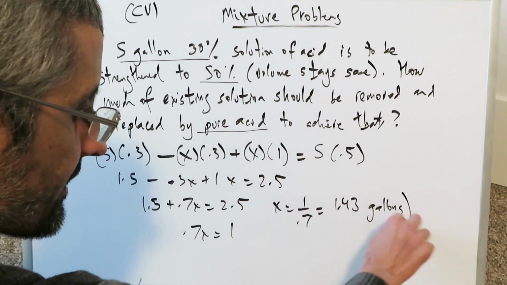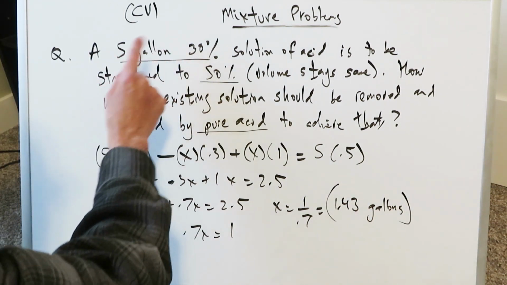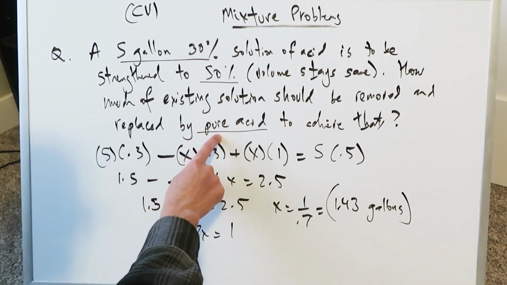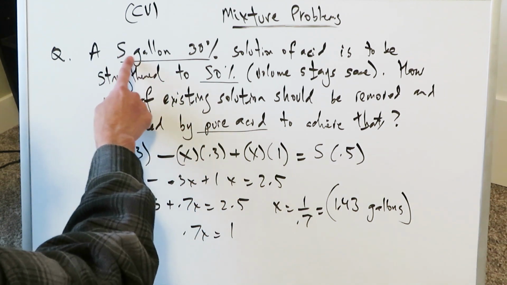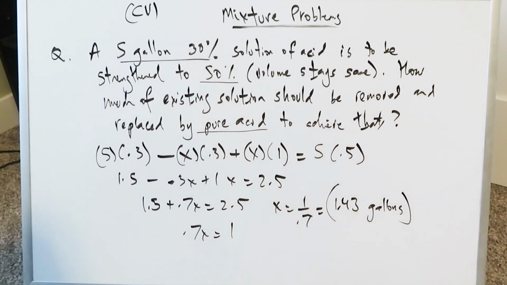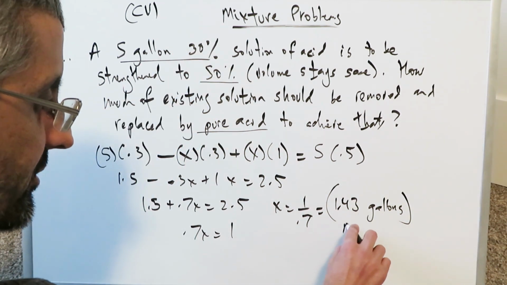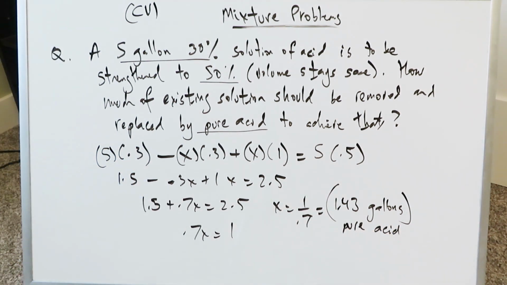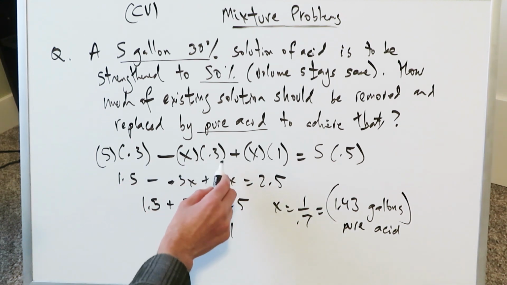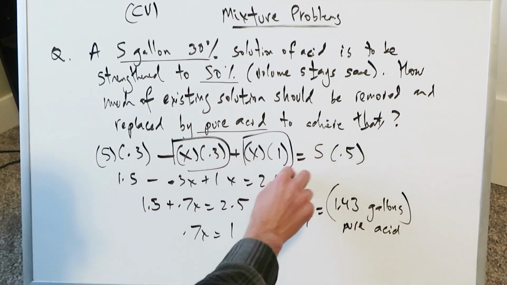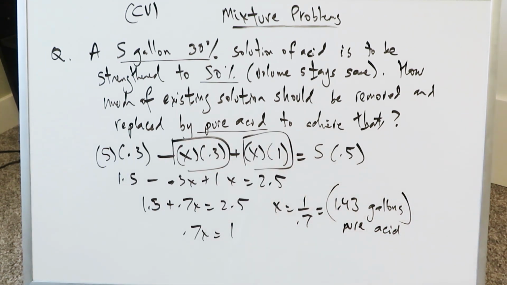What does this 1.43 gallons mean? From the existing 5-gallon 30% solution, you're removing 1.43 gallons, but then you're replacing it with 1.43 gallons of pure acid. You'll still end up with a final volume of 5 gallons, but your concentration will be increased from 30% to 50% simply by adding 1.43 gallons of pure acid and removing the same amount before that. That's exactly how you handle it. Again, volume times concentration. This is how much you removed, and this is exactly how much you added of pure acid to get your desired outcome. And we will look at one more question now for this video.